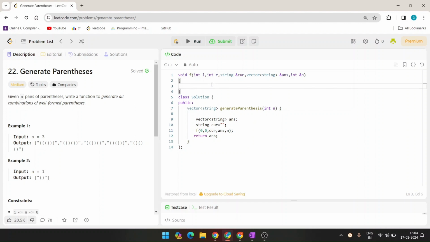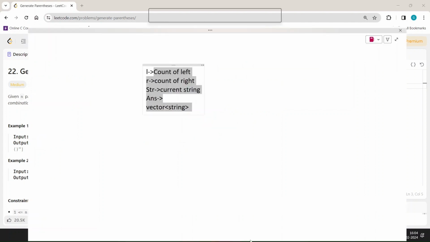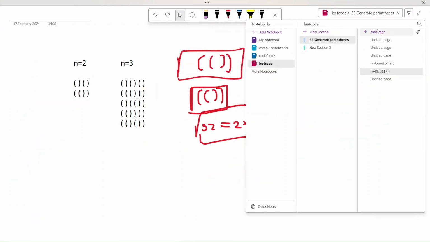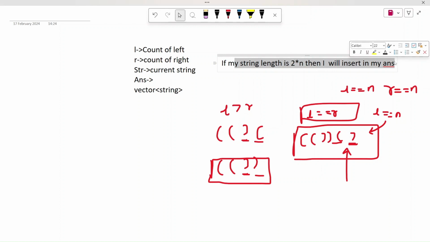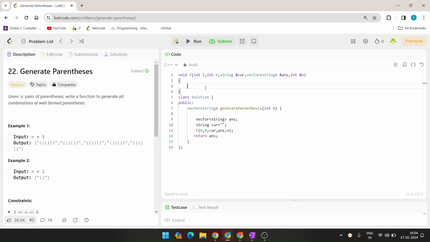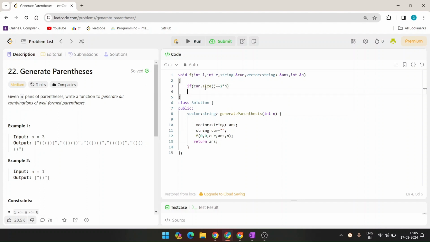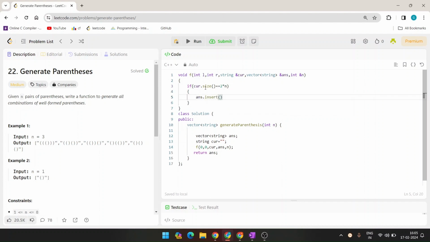We have said that the first condition, or I would say the base condition, is that if my string length is 2 into n, then I will insert it in my answer. Simple thing. Or if L is equal to R is equal to n, insert in my answer. So if my current size is equal to 2 into n, then I will insert my current string into my answer and I will return.